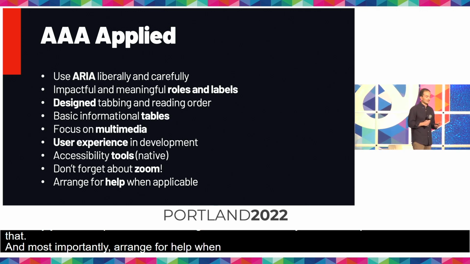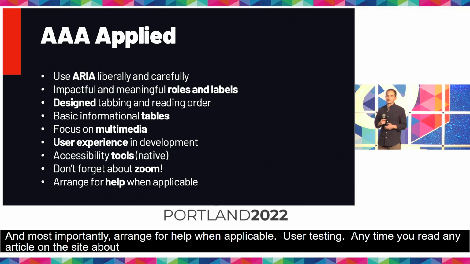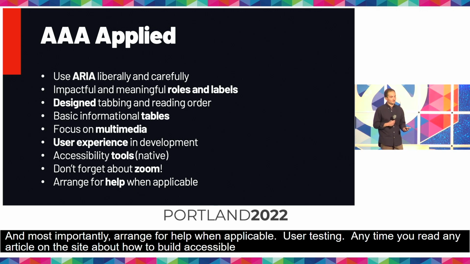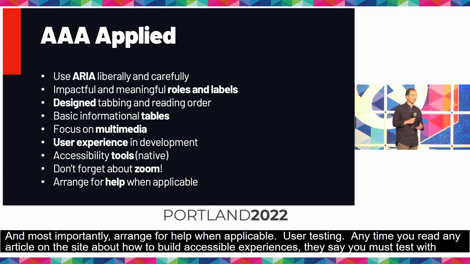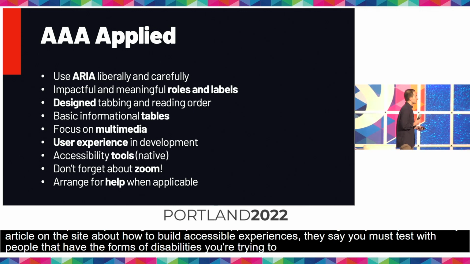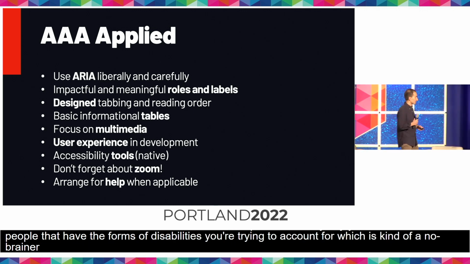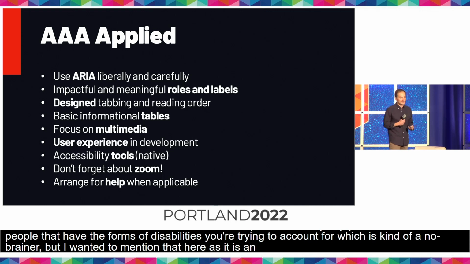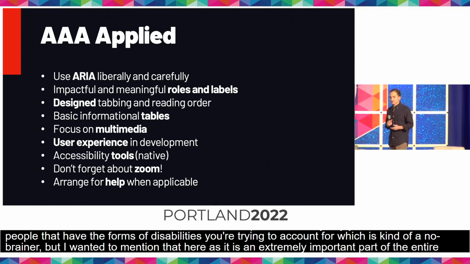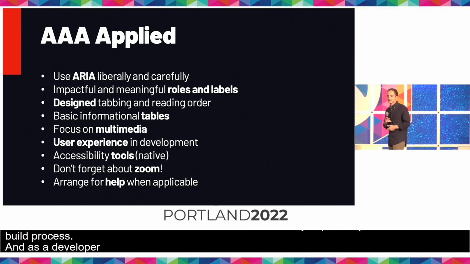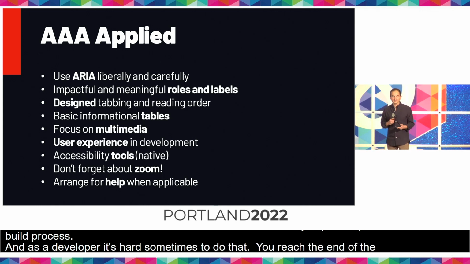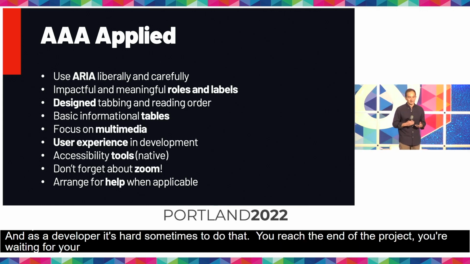User testing. Anytime you read any article on the site about how to build accessible experiences, they say you must test with people that have the forms of disabilities you're trying to account for, which is kind of a no-brainer, but I wanted to mention that here as it's an extremely important part of the entire AAA build process. And as a developer, it's hard to sometimes remember that, right? You reach the end of a project, you're waiting for your project manager to tell you what's next. But try and evangelize that within your team, right?